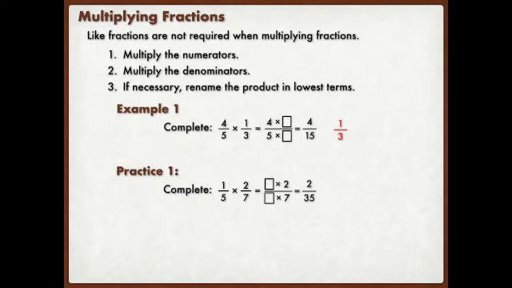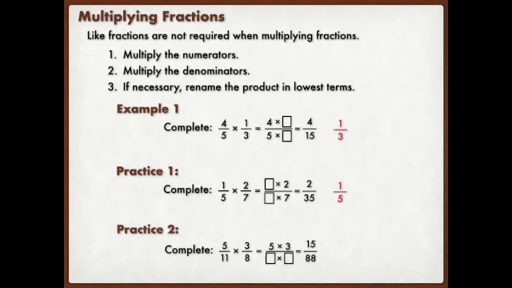1/5 times 2/7 will give me 2/35. So what would be the blank? That's easy. 1/5. And how did I get 2/35? I multiplied 1 times 2 is 2. And then the denominator, 5 times 7 is 35. Okay, so the blank, of course, is 1/5.